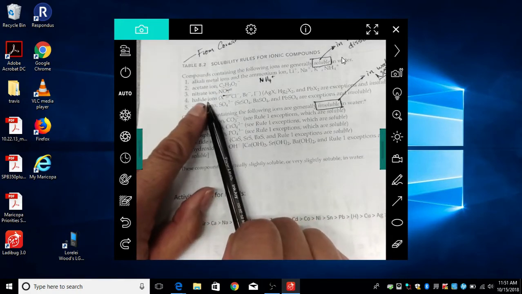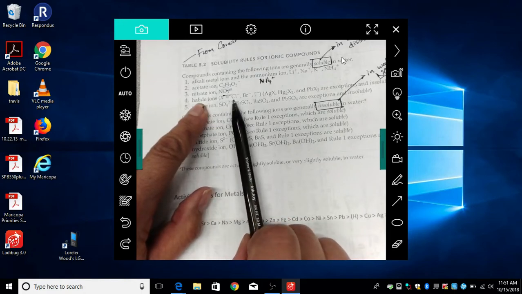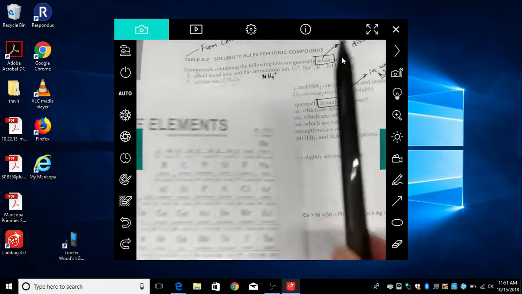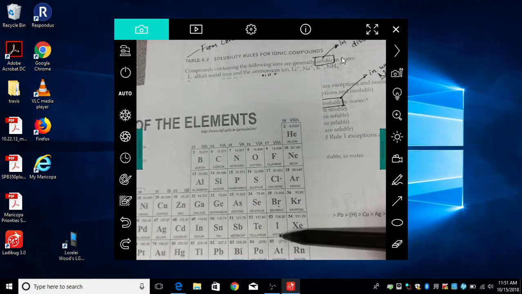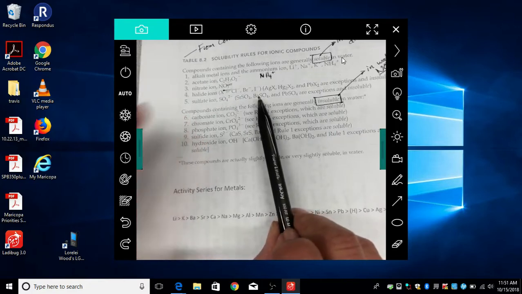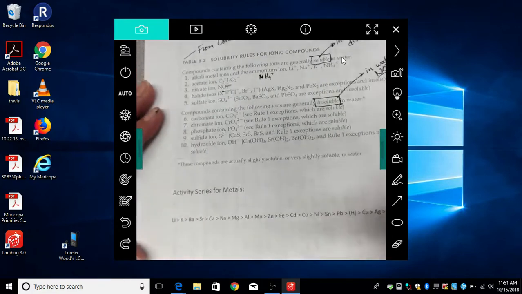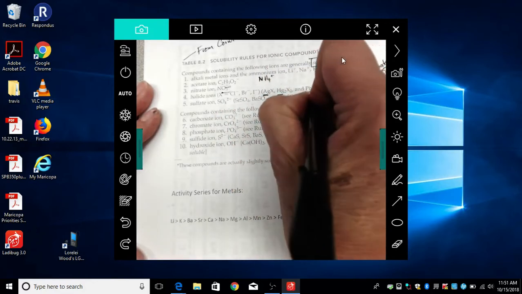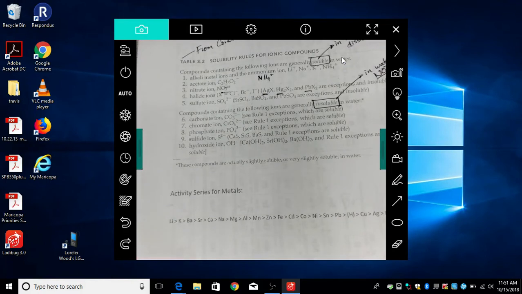Halide ions. All right, the halides are chlorine, bromine, and iodine. What family are the halide ions? Chlorine, bromine, and iodine. Okay, those are the halogens, right? So those are generally soluble, except, now here's where the exceptions come in. Silver, mercury, or lead. So if silver, mercury, or lead are hooked up to one of the halogens, that means they are going to be insoluble, meaning they will not dissolve. So let's try a couple of practice runs on that one, and to learn using the solubility rules.